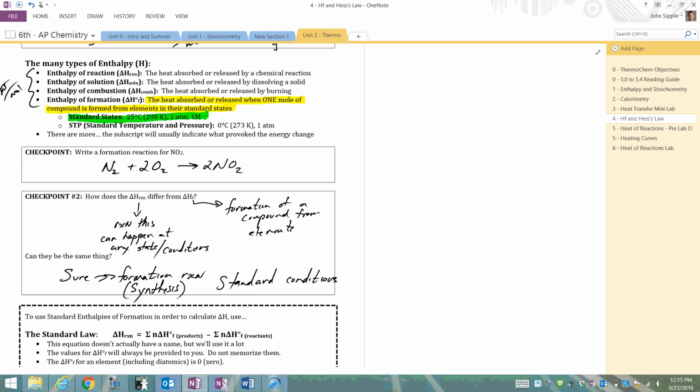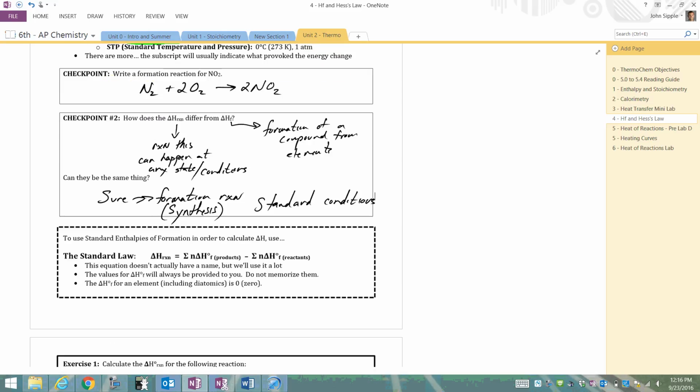Oh, well, it should be delta H of F. It's a typo. Yeah, that's all it is. It was just a typo on there. Sorry about that. And that was what was causing the confusion.